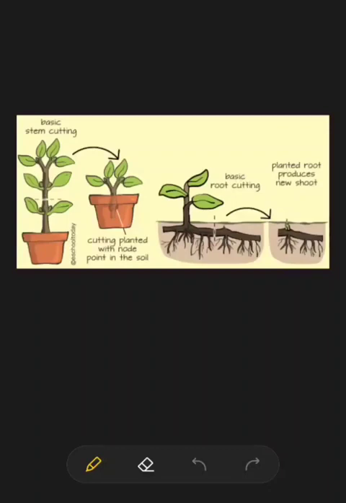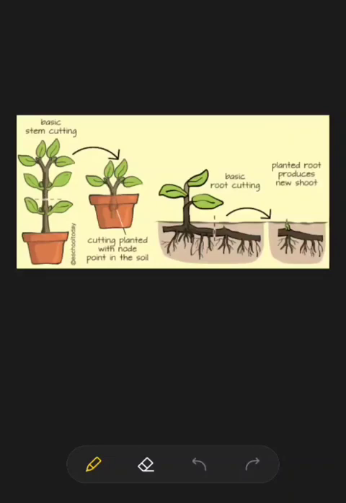Now moving on to the next type of vegetative propagation, that is by artificial methods. Till now we have discussed the different types of vegetative propagation by natural methods, meaning how vegetative propagation can take place naturally without the involvement of human beings. The next one is by artificial methods, which is done by human beings.